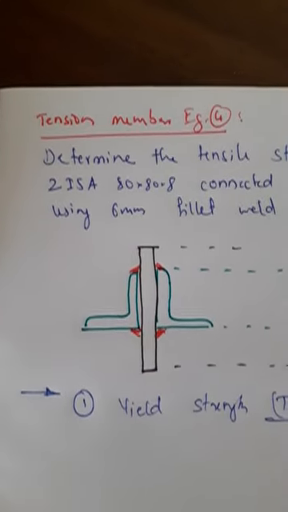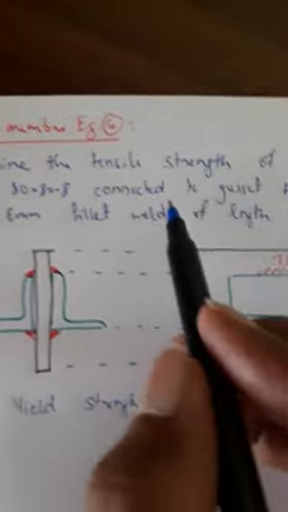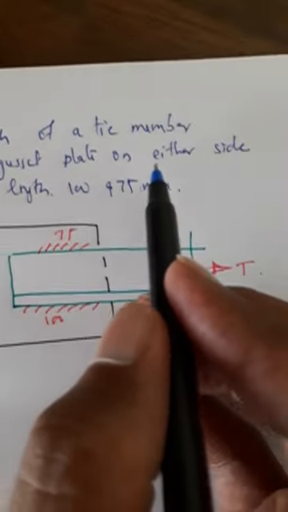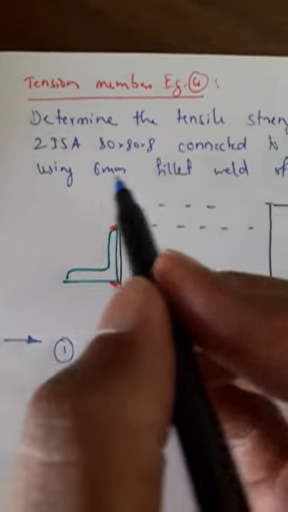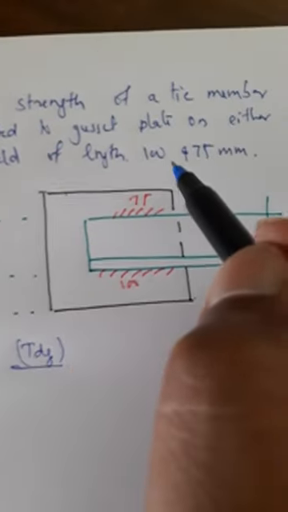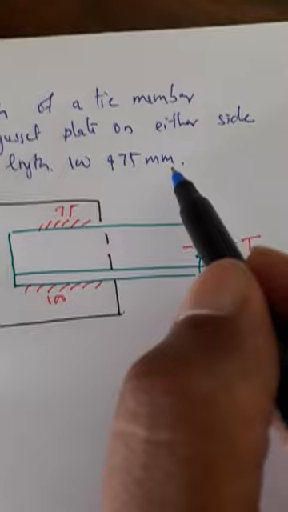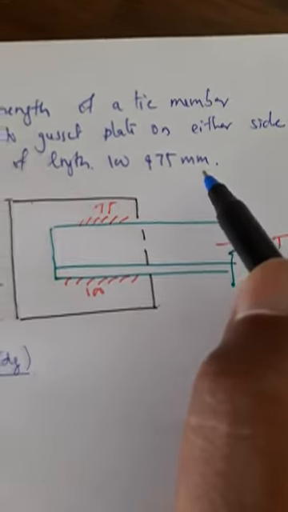So there are two angle sections, Indian standard angles, connected to a gusset plate on either side. Either side means both the sides, using 6 mm fillet weld of length 175 mm. One length is 100 mm, another length is 75 mm.